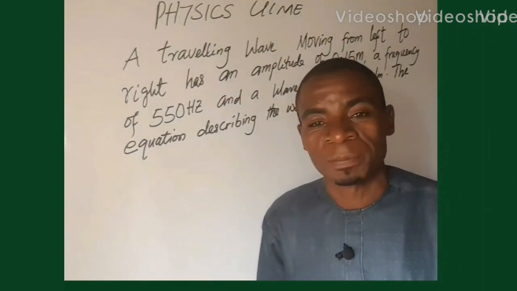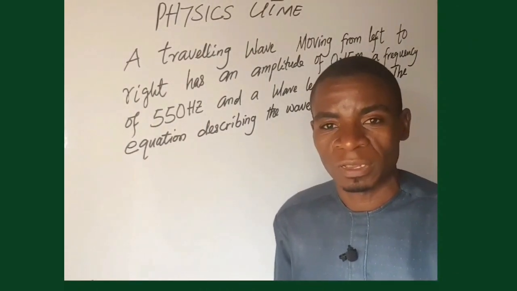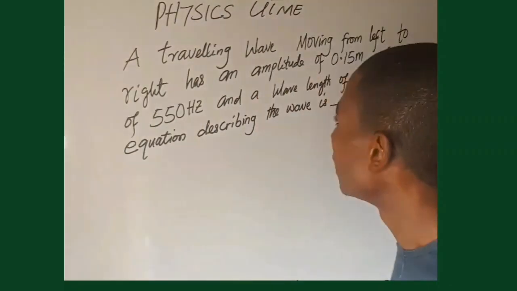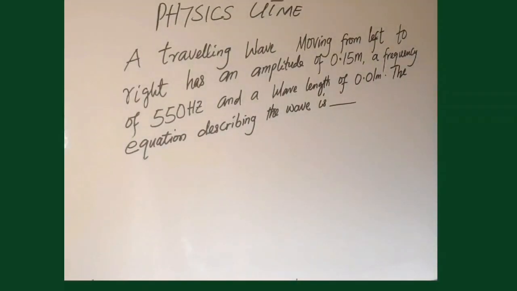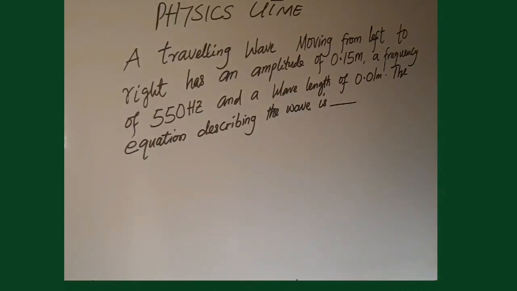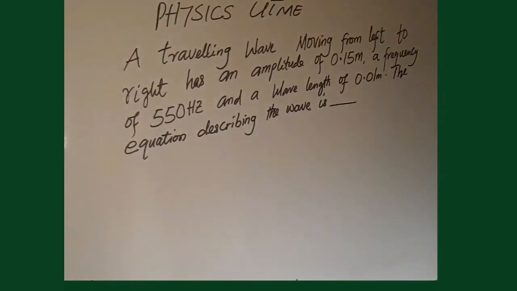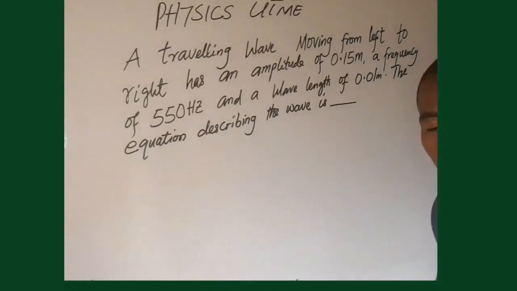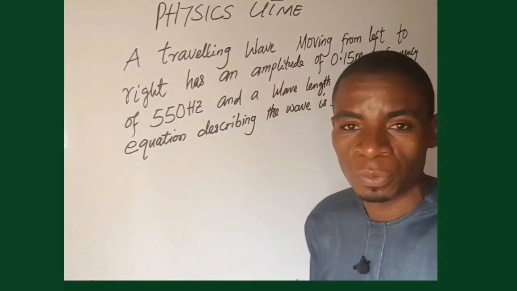In our physics tutorial today, I shall provide a solution to this very question. So let's get into it quickly. A traveling wave moving from left to right has an amplitude of 0.15 meter, a frequency of 550 Hz, and a wavelength of 0.01 meter. The equation describing the wave is... so we are asked to look for the equation describing this very wave.